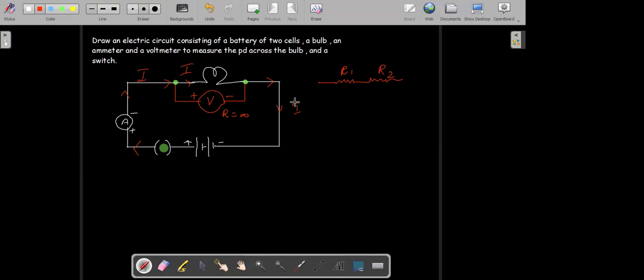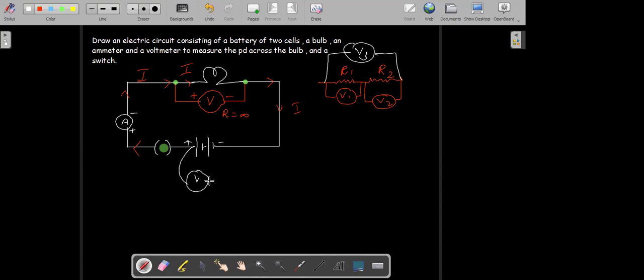Now suppose I want to measure the potential difference across R1. So I will attach a voltmeter across R1 like this. Suppose I want to measure the potential difference across R2. So I will attach a voltmeter like this across R2. Suppose I want to measure the potential difference across both R1 and R2. Now I can directly attach a voltmeter V3 across R1 and R2. Between whatever points you want to measure the potential difference, you connect the voltmeter across those 2 points. Suppose here in this circuit, I connect the voltmeter like this.